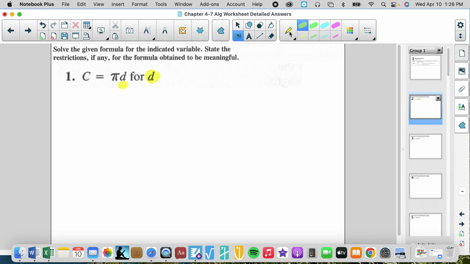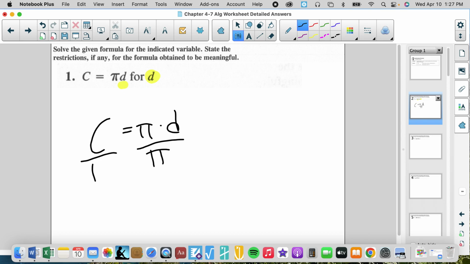So we have to ask the question, what's happening to D? Well, if we look at this, D is being multiplied by pi. What's the inverse of multiplying by pi? Would be dividing by pi. So we're going to divide both sides by pi, and we're left with D equals the circumference divided by pi. That is as easy and as simple as these can be.